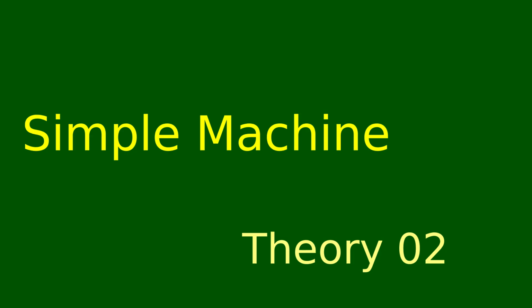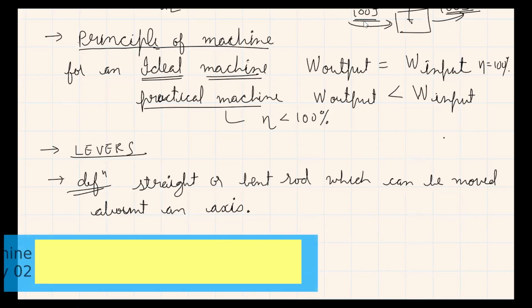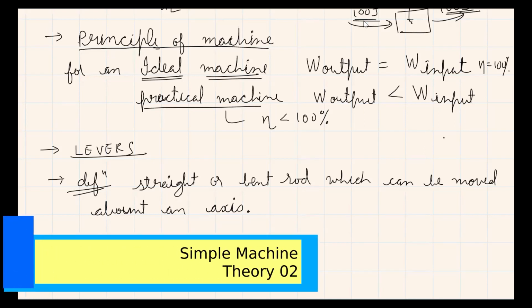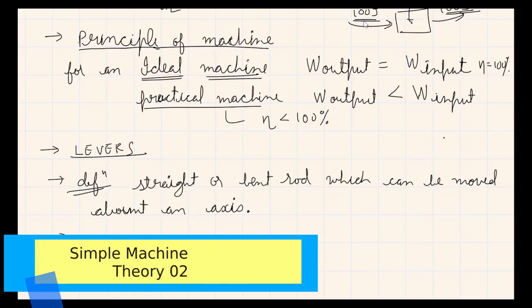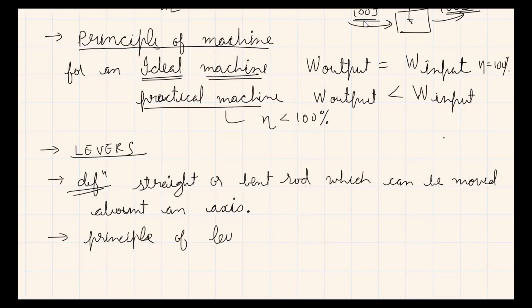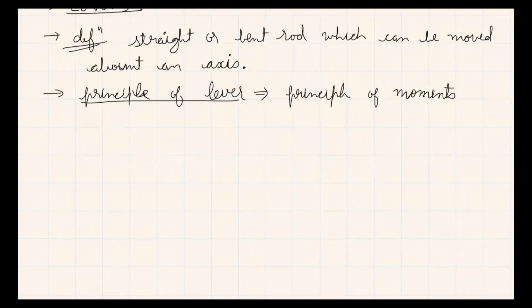So a lever is a straight or a bent rod which can be moved about an axis. So this is the definition of a lever. And then there is the principle of lever. A lever works on the principle of moments. We have already seen the principle of moments in the first chapter, so I'll just revise that with you again over here.